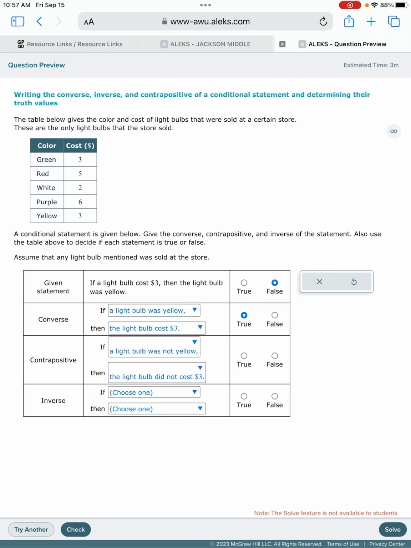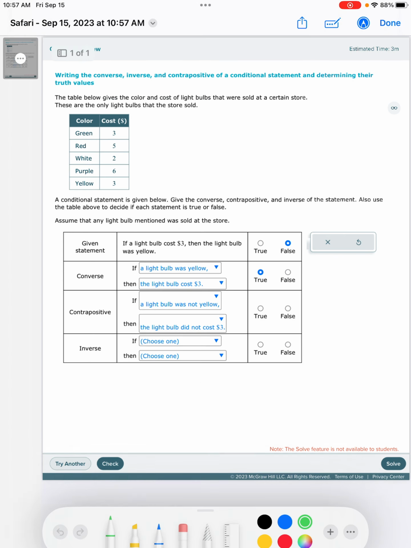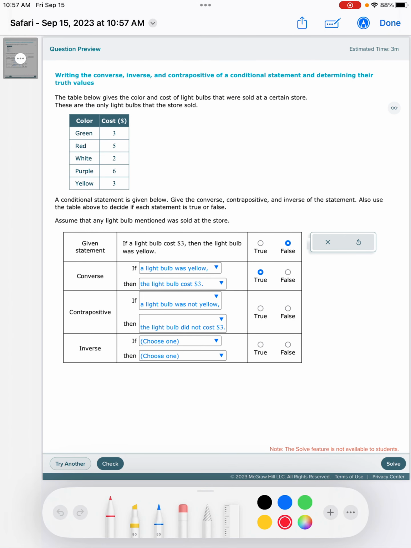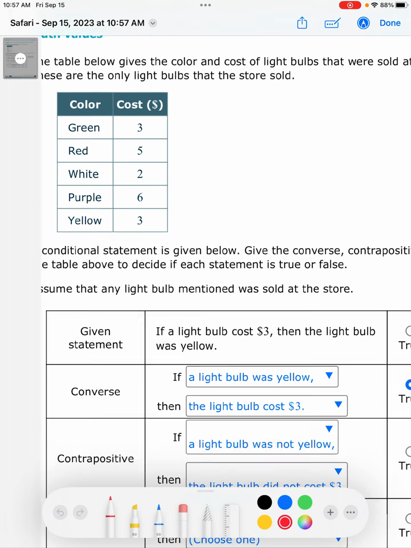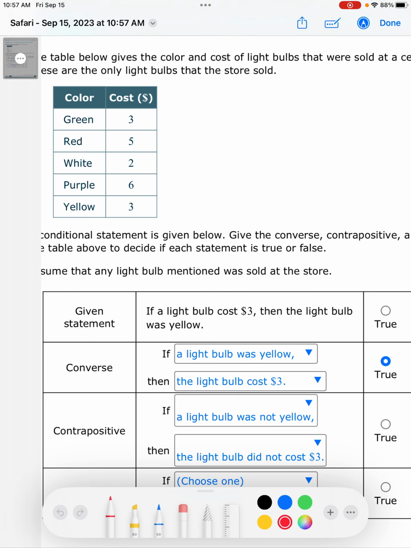All right, let's go through and check that. So let's go back to where we can write. We'll use red. And let's see, if a light bulb was not yellow, the light bulb did not cost $3. Okay, so we're going to say, well, green's not yellow, red's not yellow, white's not yellow, purple's not yellow. So now I have to check for all of these scenarios, does the then statement always work, right? Does the light bulb always not cost $3? Well, it works for purple, it works for white, it works for red, but does it work for green? No, that does cost $3.